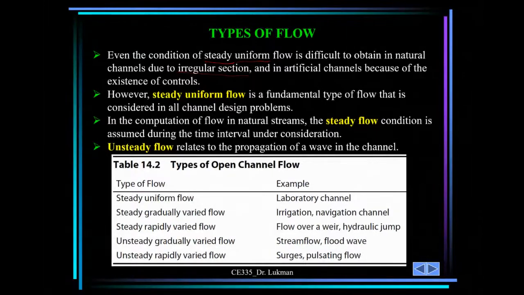And types of open channel flow. Here you have the steady uniform flow, which can be demonstrated in a laboratory channel; steady gradually varied flow, which usually takes place in irrigation and navigation channels; and steady rapidly varied flow, which can be demonstrated for a flow over a weir or a hydraulic jump. We'll talk about the hydraulic jump later. Then unsteady, gradually varied flow, which includes stream flow and flood waves, and unsteady, rapidly varied flow, where you have surges and pulsating flow.